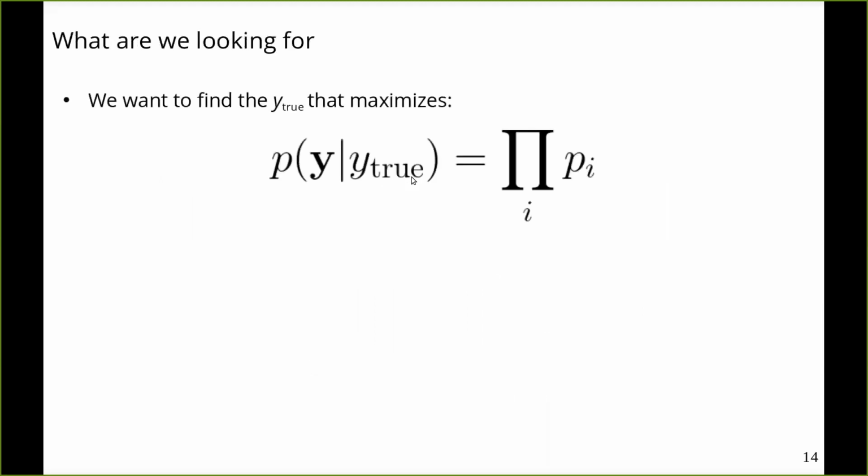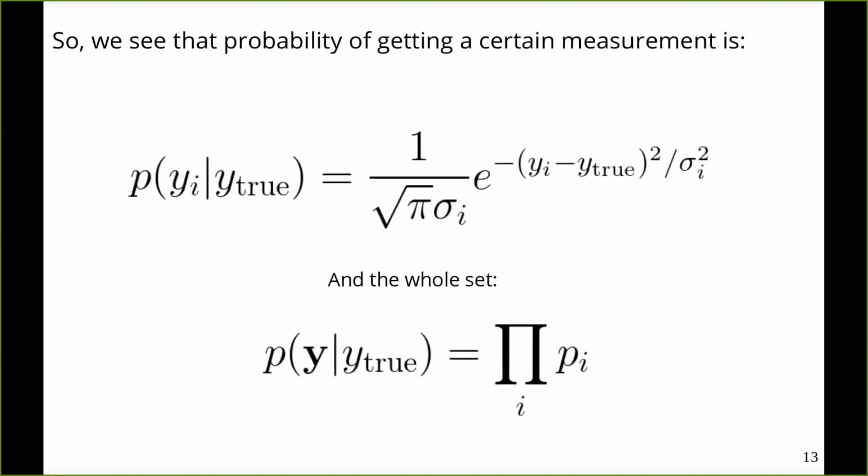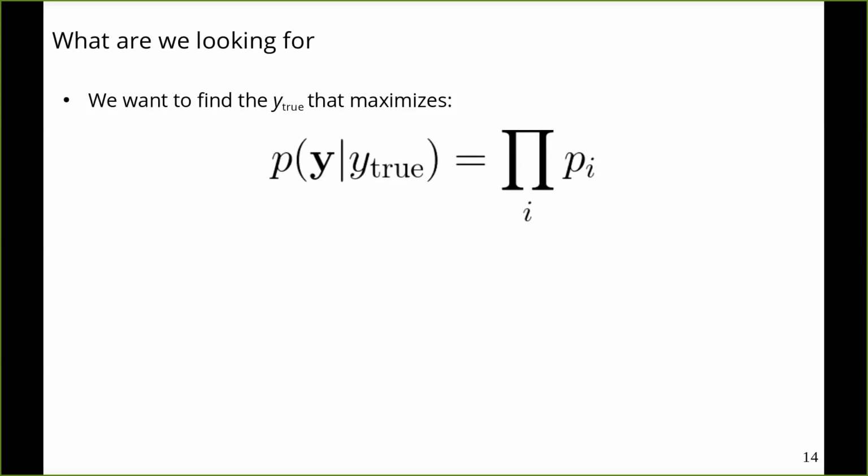So, what are we looking for now? Naively or intuitively, we're going to say, well, okay, I can write down this probability of my measurements given the true value. What do I have to do now? Well, the only thing I have to do is find the maximum of this probability for various values of Y true, and I have solved the problem. Strictly speaking, that is not true. So we need to find something else. We will see that under certain assumptions, this is going to be true.